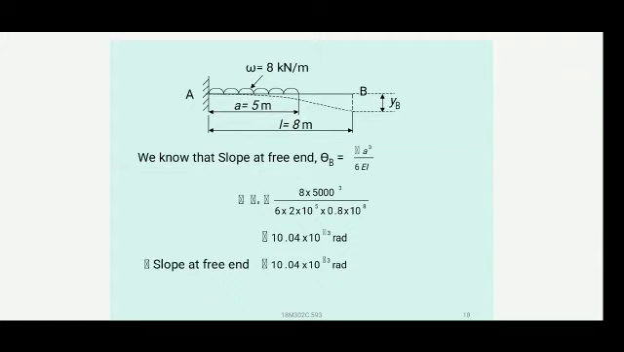We know that the deflection at the free end, YB, is equal to WA to the power of 4 by 8EI plus WA cube by 6EI into (L minus A). We can substitute the values. So YB is equal to 70.313 mm. Downward deflection at free end is 70.313 mm.